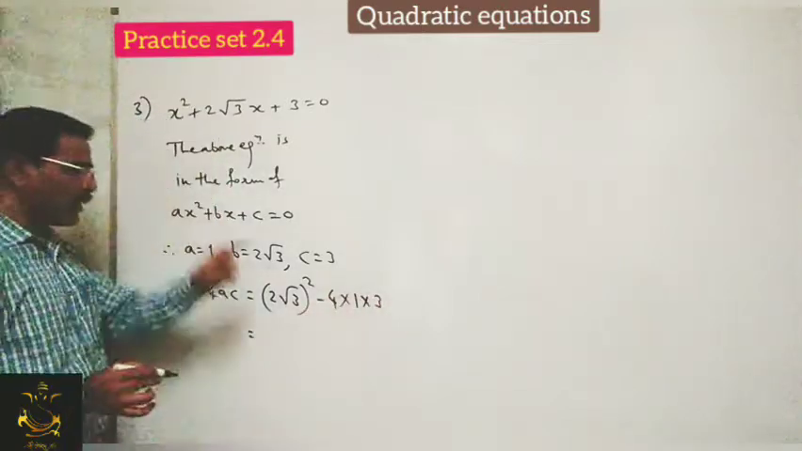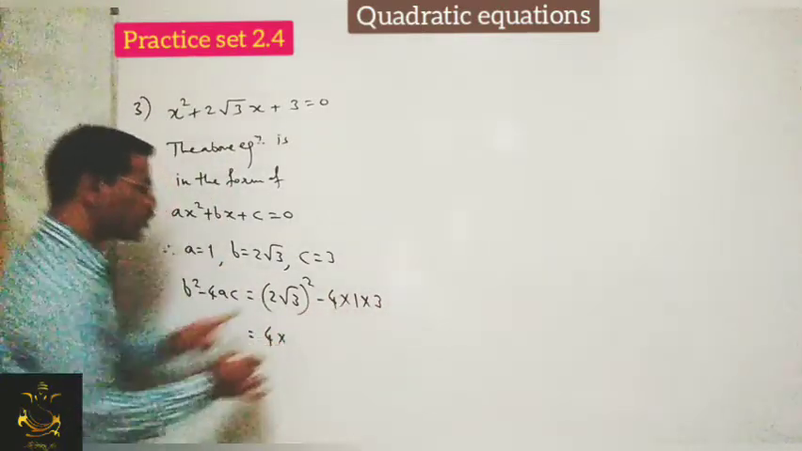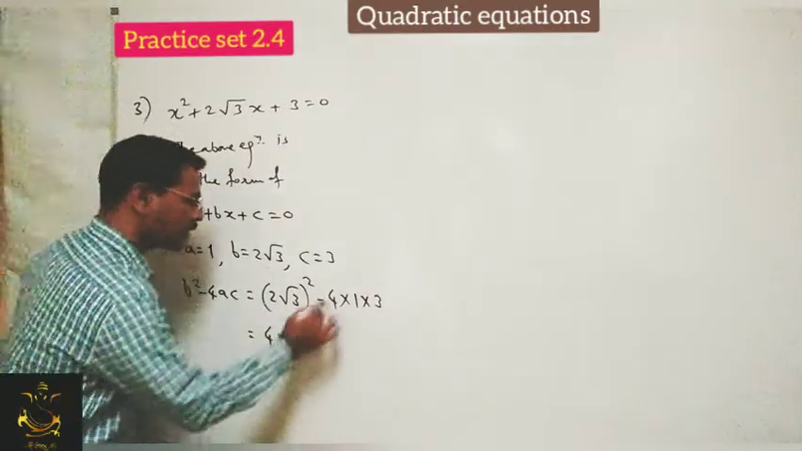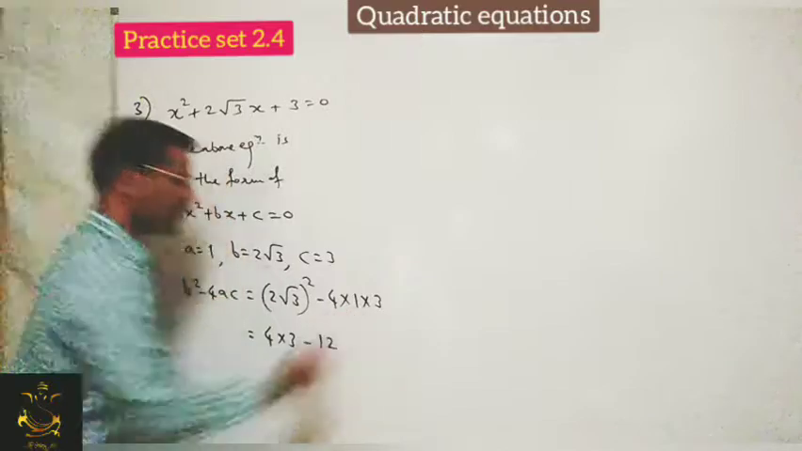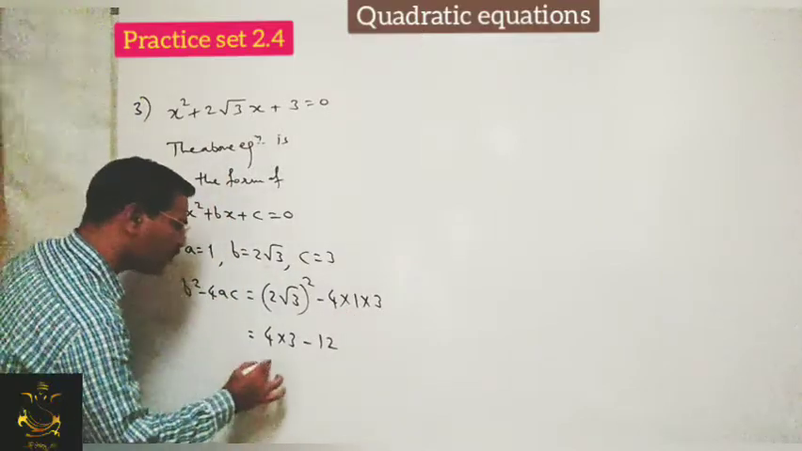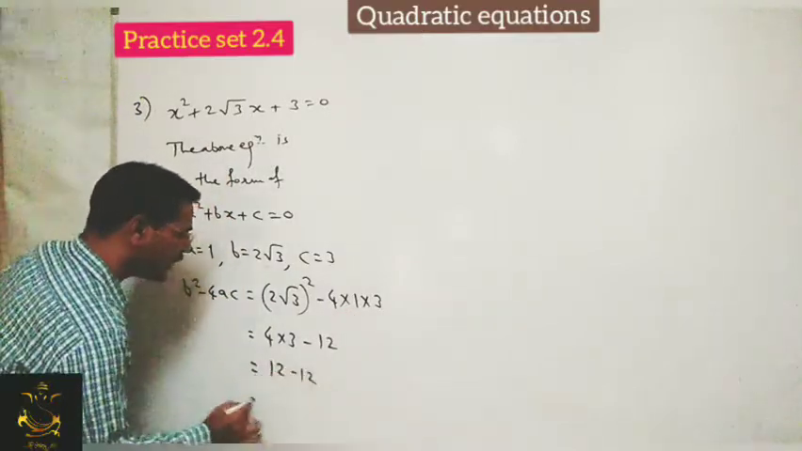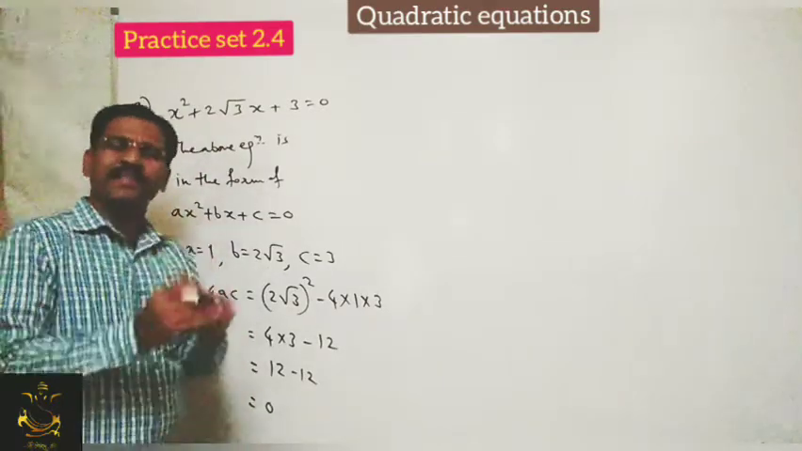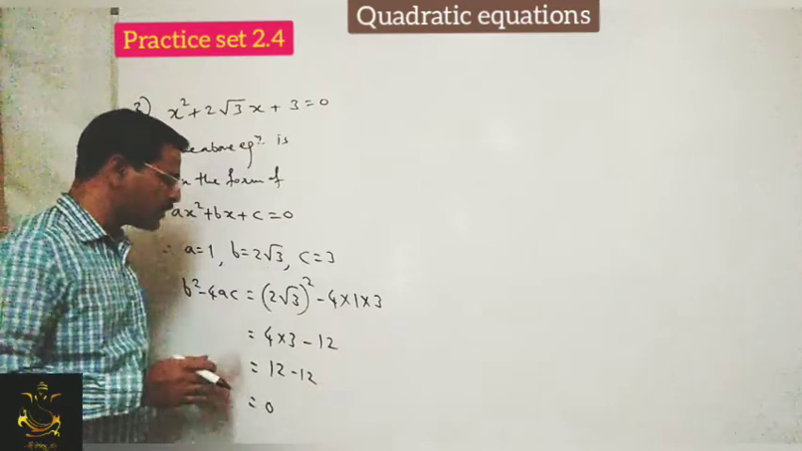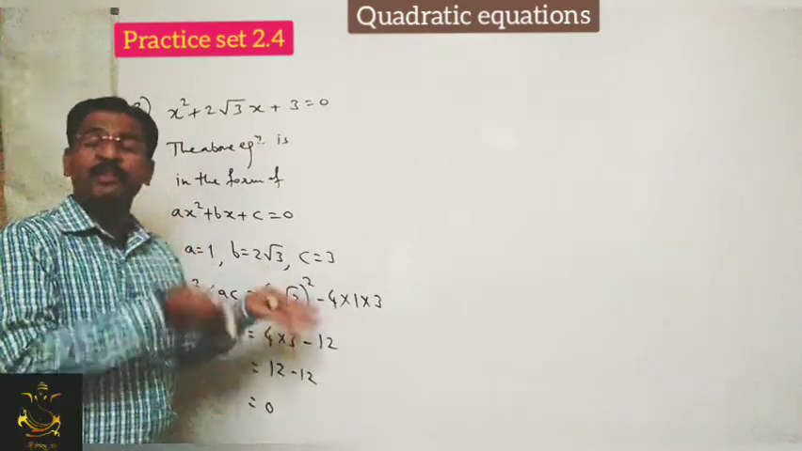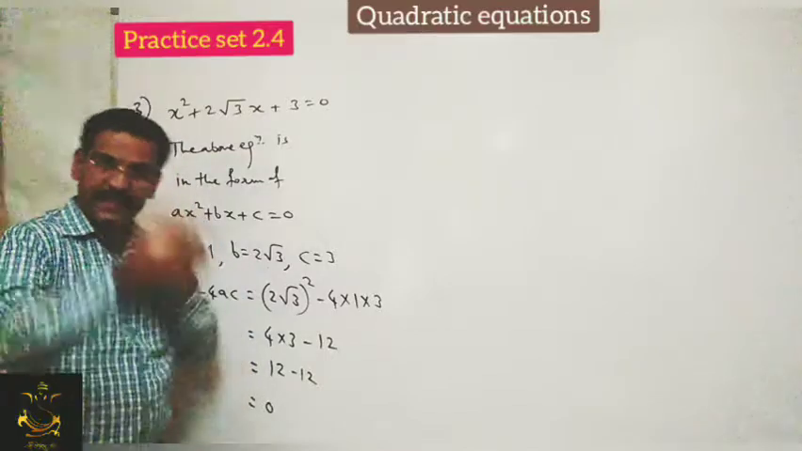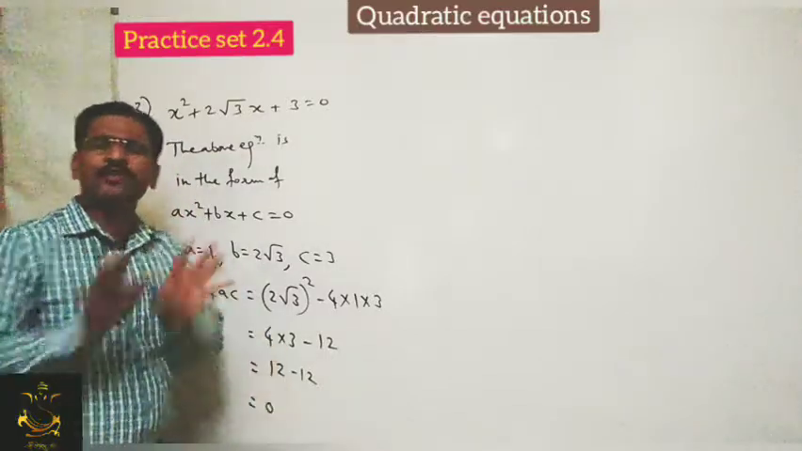Now square of 2 is what? 4. Square of root 3 is 3 only. Remember, minus 4 3s are 12. Yes? Now look here also, 4 3s are 12. 12 minus 12 is 0 only. Okay, so there are some tricks here. Whenever this b square minus 4ac is 0, this particular equation has one and only one root. But that discussion comes after this exercise. Okay, here we have to solve only.